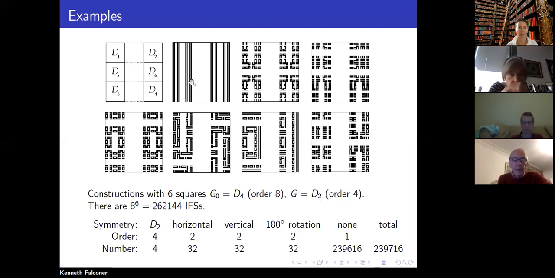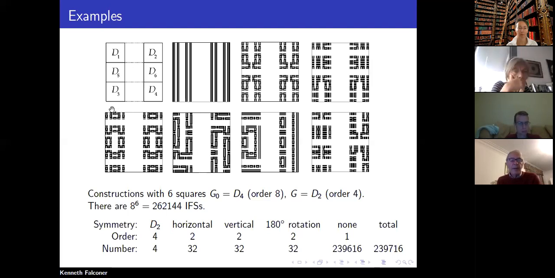Three of these examples, in fact, that one, and that one, have full order 4 symmetry: horizontal and vertical reflection, and 180-degree rotation. Here's an example which just has order 2 symmetry, reflective symmetry in the vertical. Here's an example which has reflective symmetry in the horizontal only. And here's an example which has 180-degree rotational symmetry. And here's an example which has none of the symmetries at all.